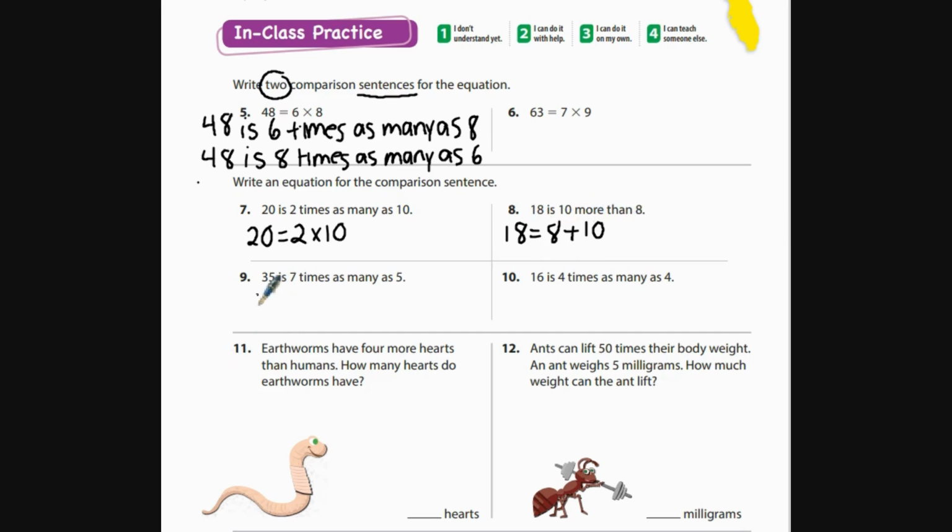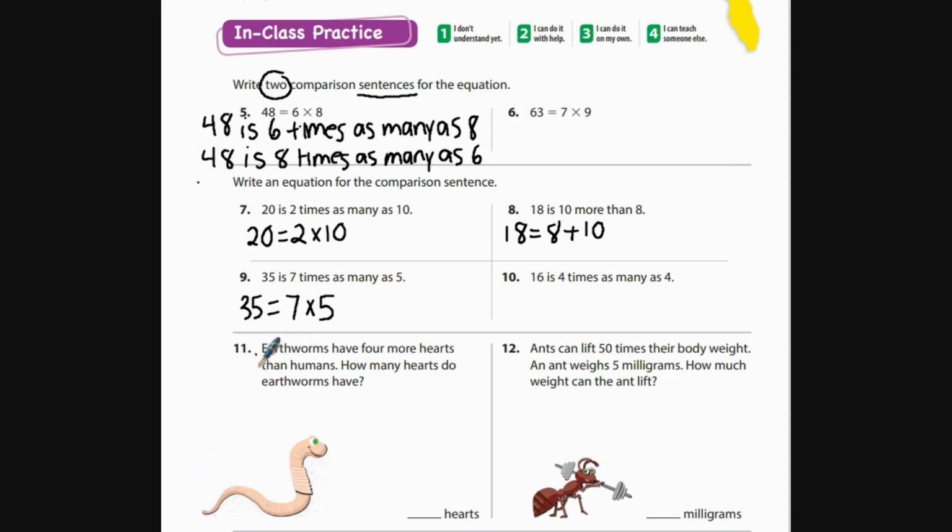Now, let's take a look at number 9. 35 is 7 times as many as 5. That's it. Now look at number 11.